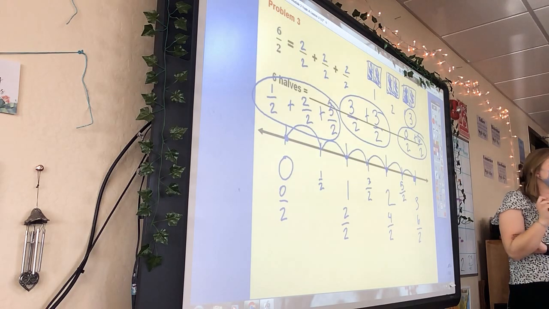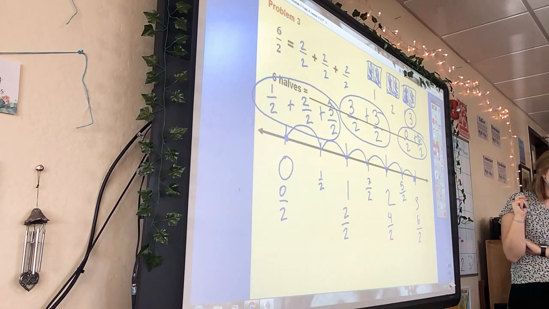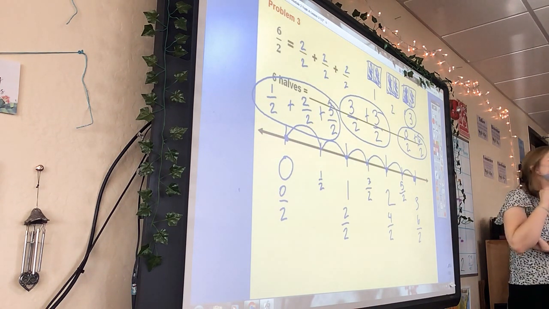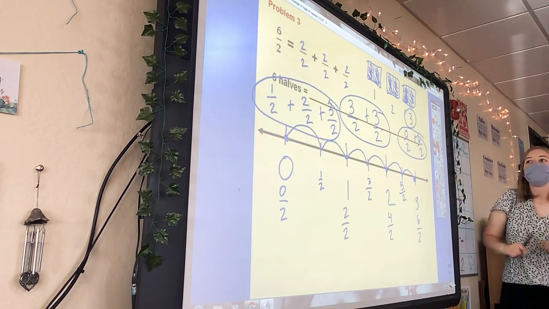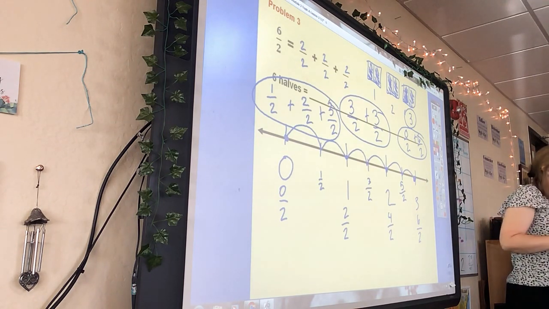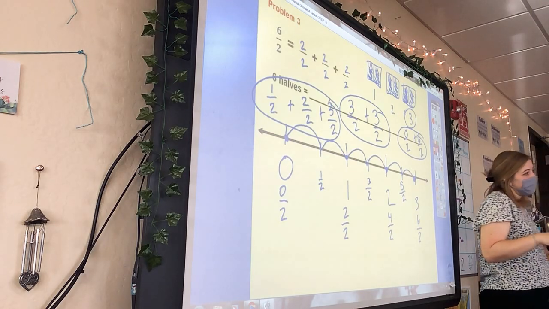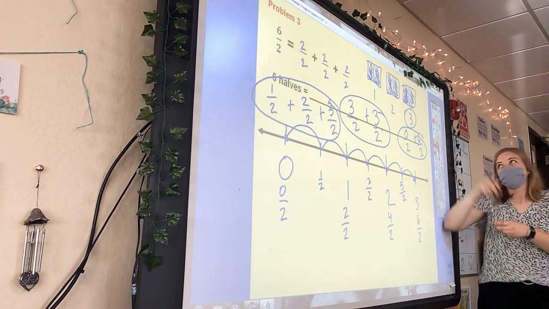Good. And we'll take one more. Brady, go ahead. 1 half plus 2 halves plus 1 half plus 2 halves. Okay, yes, you could do that as well. Good. I was also thinking 4 halves plus 2 halves, right? Could do that as well. So, does that kind of make sense what you guys are going to be doing with that part? Yeah. Okay, you ready to try one?